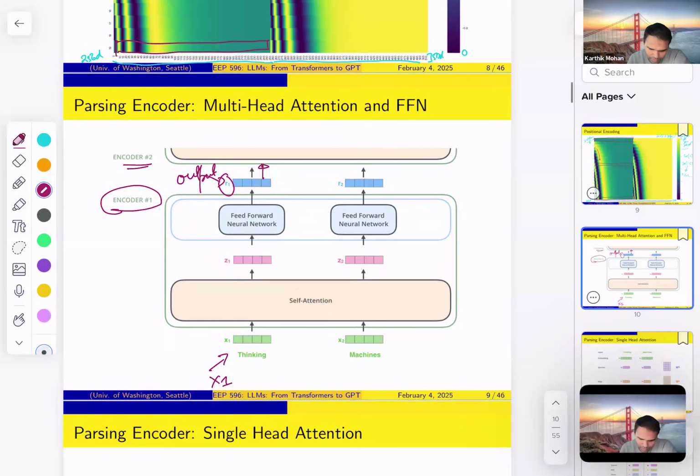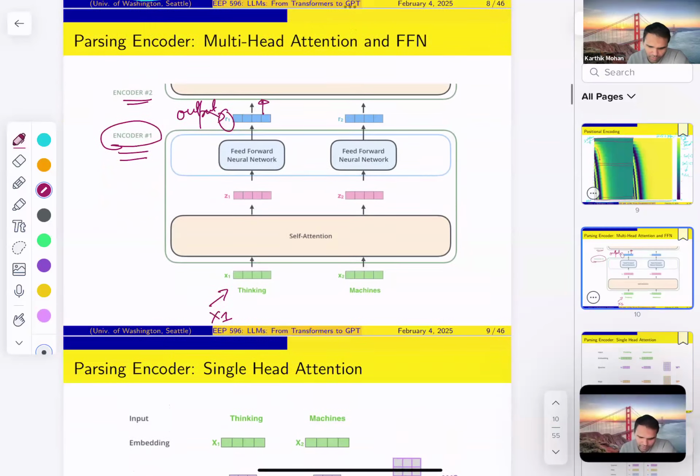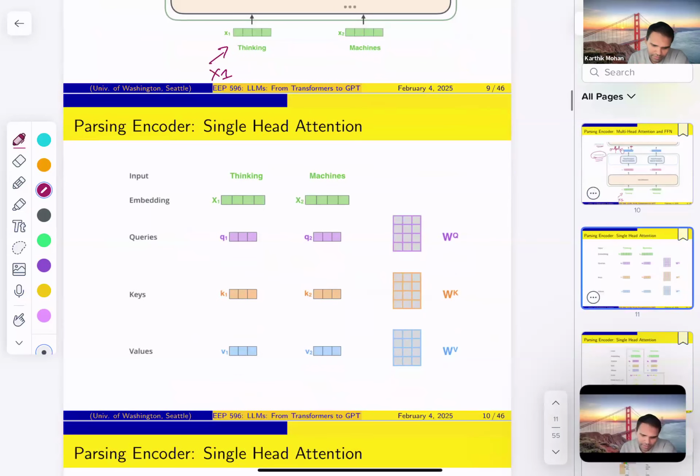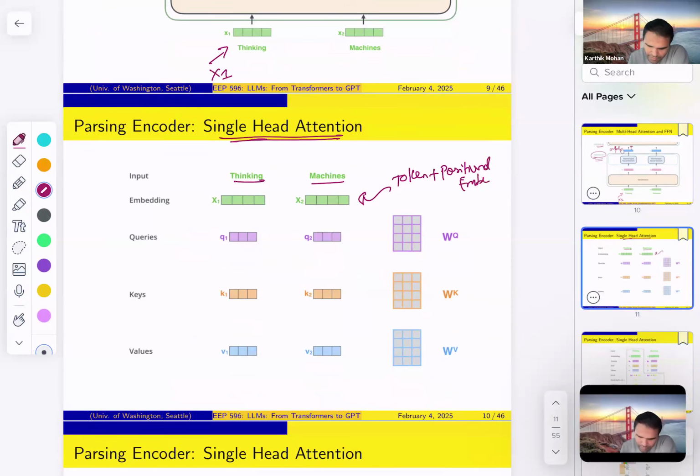So now we'll look at one encoder block, and within it, the self-attention, which is multi-head attention, right? It has multiple heads, but we look at a single head just to keep it simple. What would happen if you do single head attention on, let's say, two tokens? The two tokens are thinking and machines. So let's say the input is thinking and machines. We get this initial embedding, which is token plus positional embedding. You added them up, and you're calling it x1 and x2.